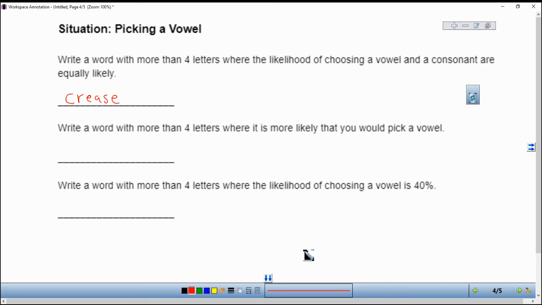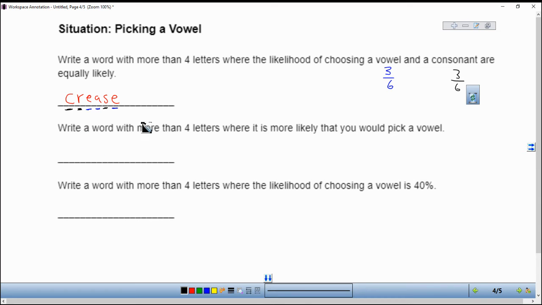Now, the reason I chose that word is because you can see here that there are 3 vowels. So the chances of picking a vowel would be 3 out of 6. And the consonants are also 3. 1, 2, 3. And those are also 3 out of 6.